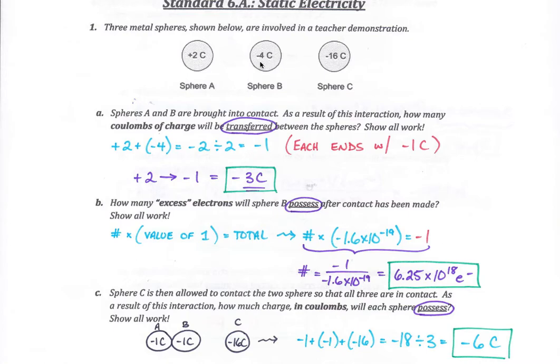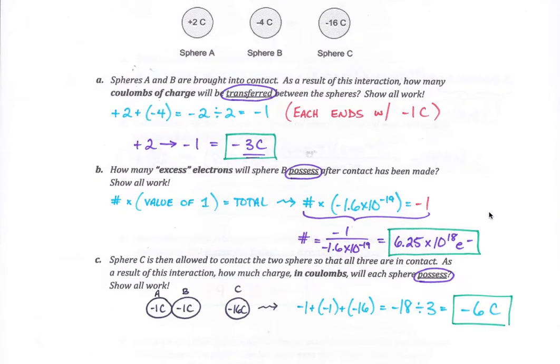I could have also looked at B. I chose A, but I could have looked at B. If I started at negative 4 and ended at negative 1, that would be a change of positive 3, because one object gains 3 coulombs of negative charge, and the other one loses 3 coulombs. So it doesn't matter which one you look at, but I need to realize that the transfer is not how much they end with, it's the difference between what they started with and what they ended with, which in this case is 3 coulombs.